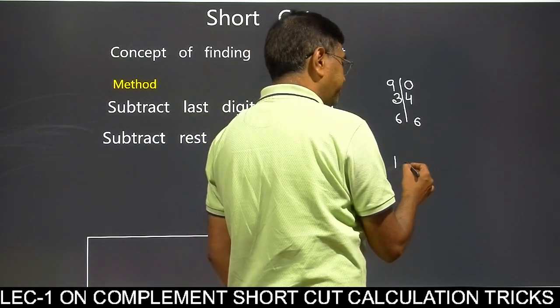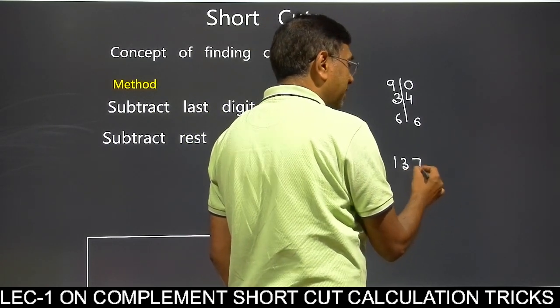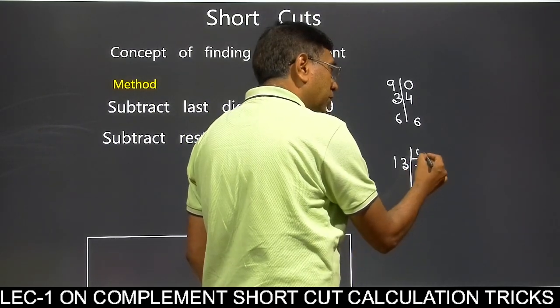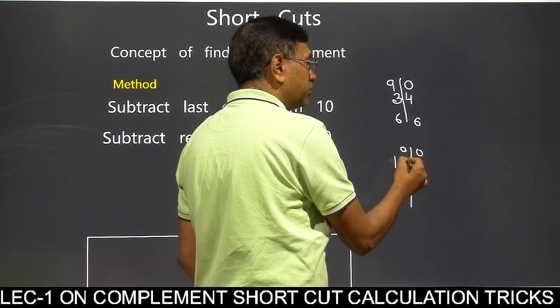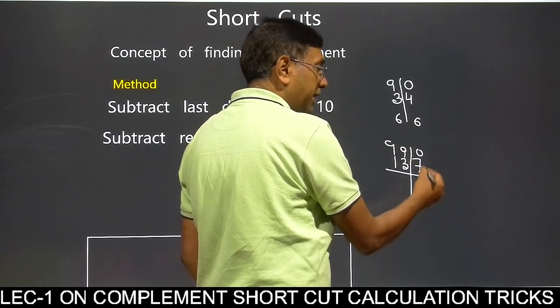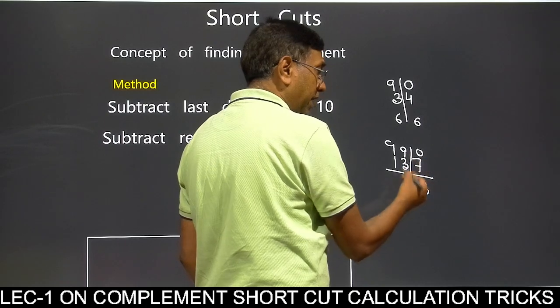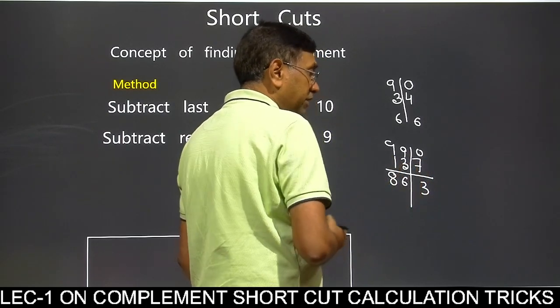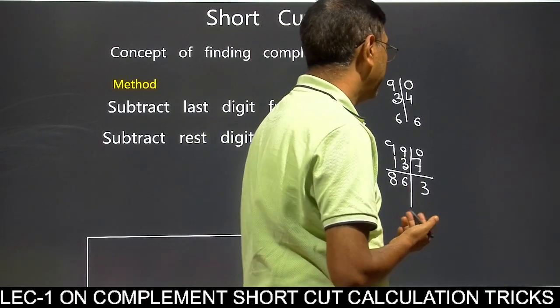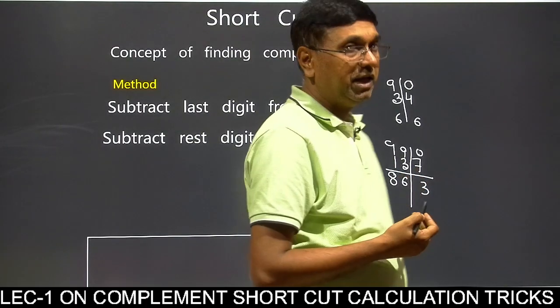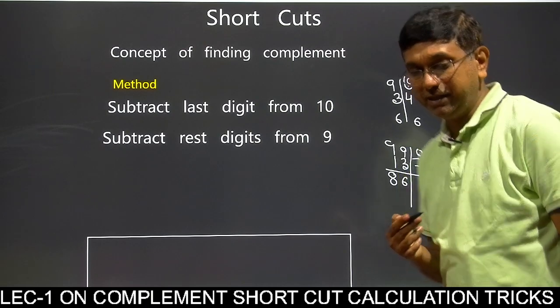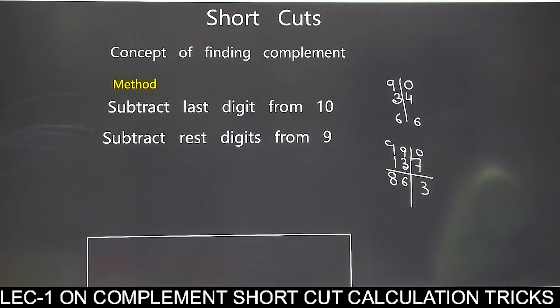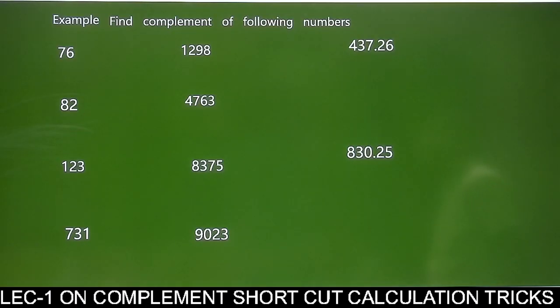Now suppose it is 137. The same concept goes: last digit from 10 and the rest from 9. So you'll get 10 minus 7, 3; 9 minus 3, 6; and 9 minus 1, 8. So that is what the complement of 137 is. It is 863. So let us apply this to some of the questions.